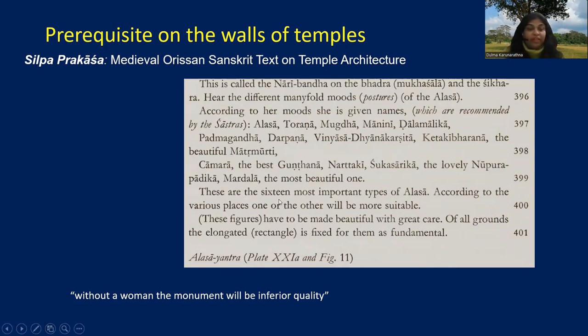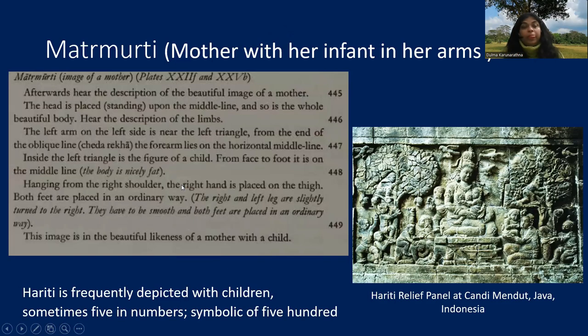So we can recognize 16 of those suggestions by this manuscript. And most importantly, one of the 18 forms is Matru Murti. So normally the mother with her infant in her hand; you can see the number of the verse and some quotations from that Sanskrit manuscript.